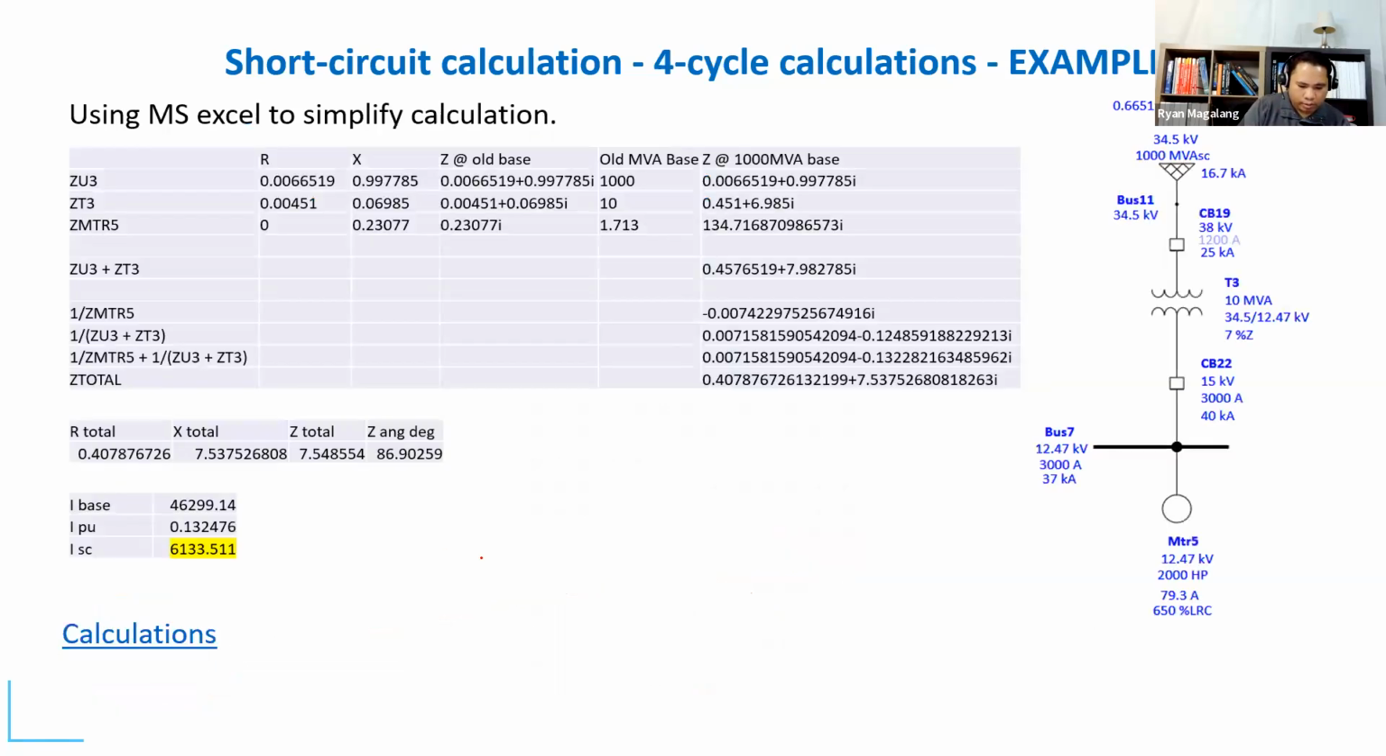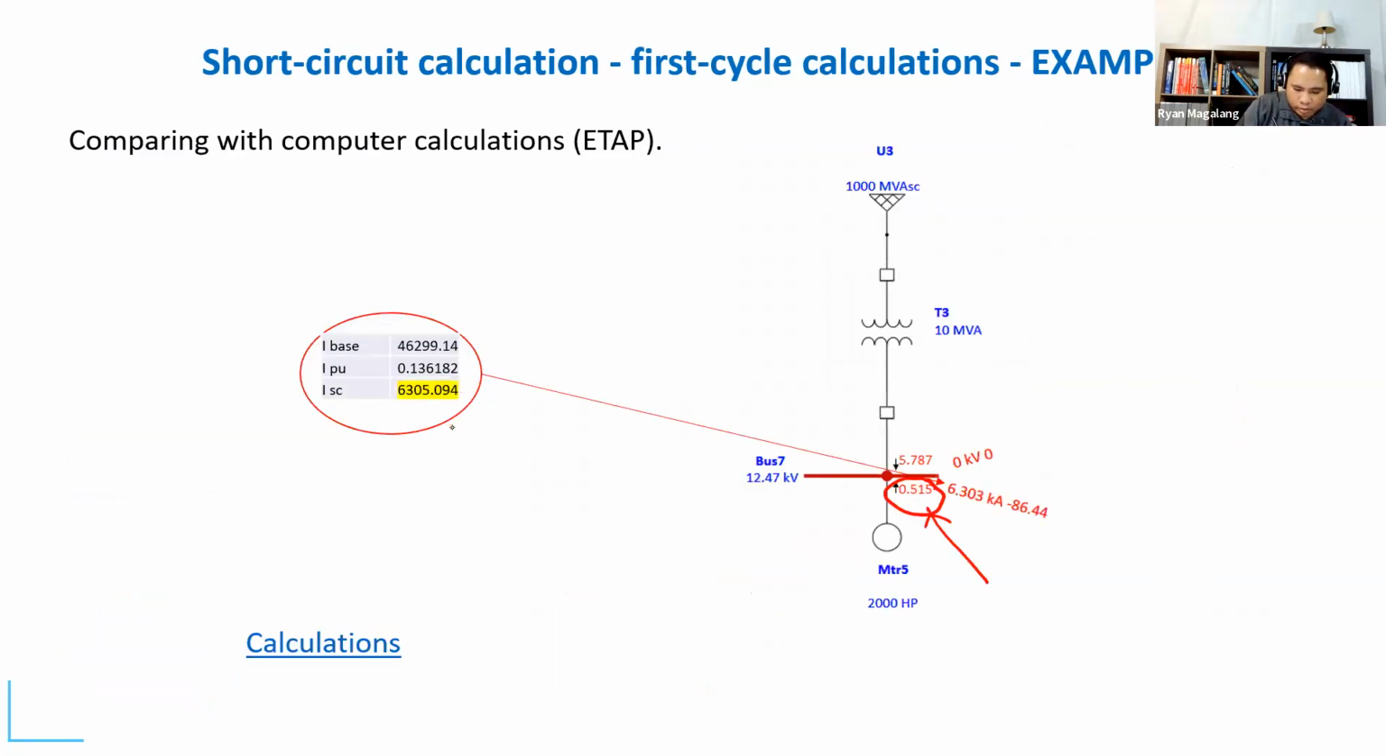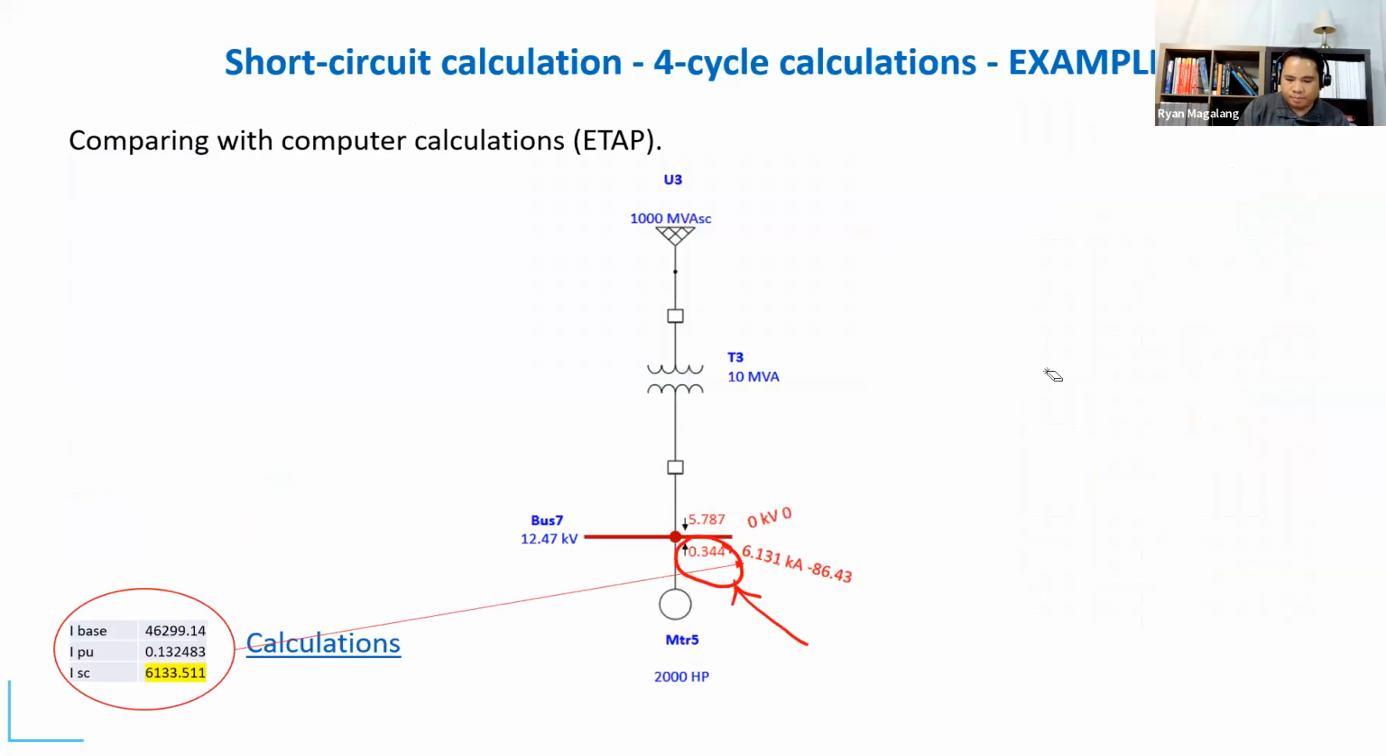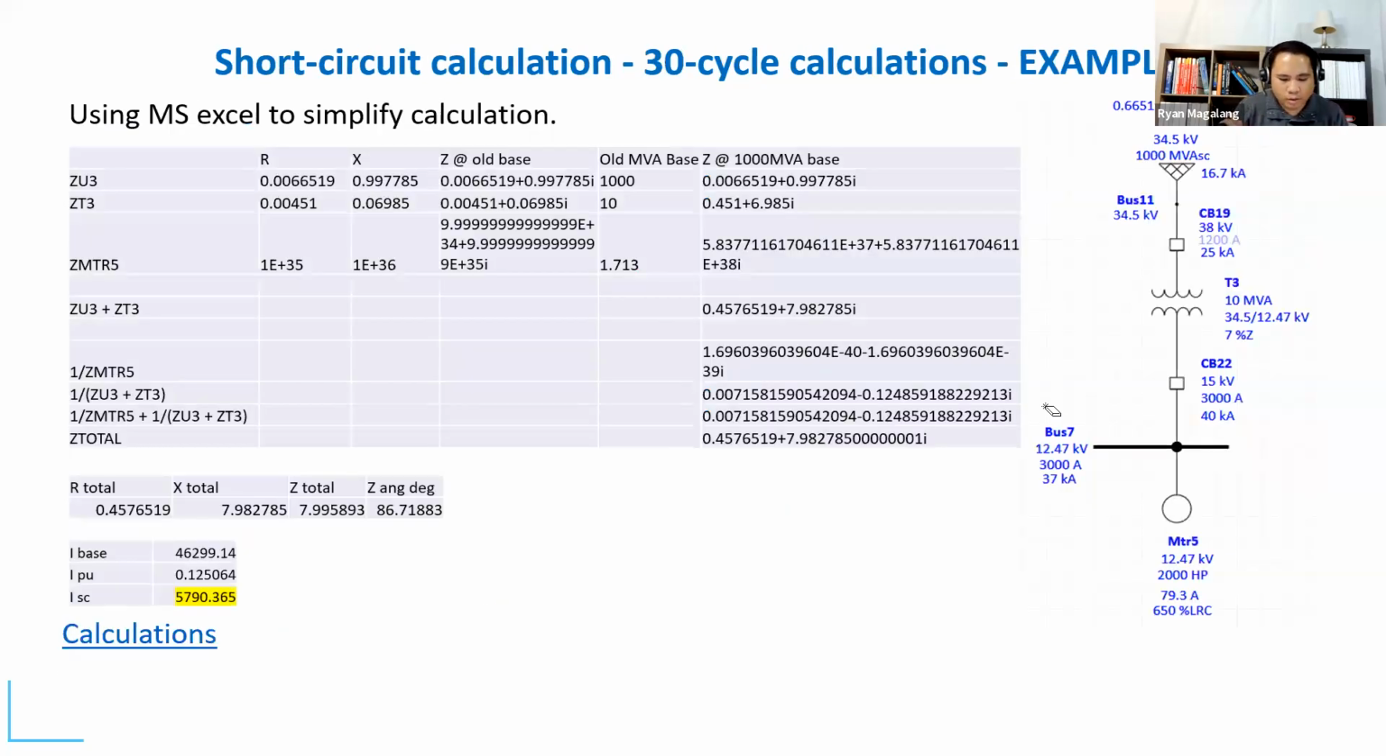So using the same steps, no difference, same steps. We did the same steps, but now the motor impedance has increased. It affected its contribution. So before you have 6,305, now you have 6,133. So there is a reduction of 200 amps something. So that's the difference. Now here we're entering the 30 cycle network.